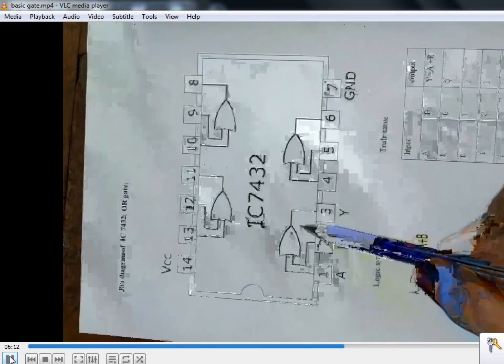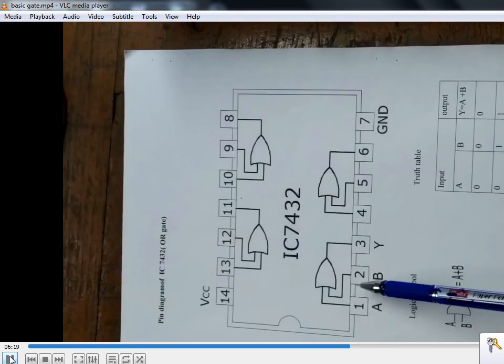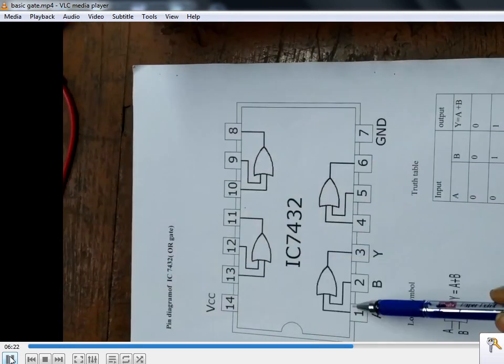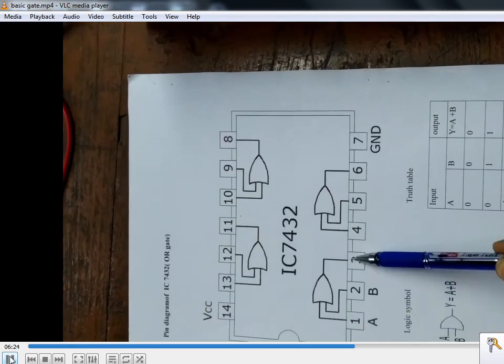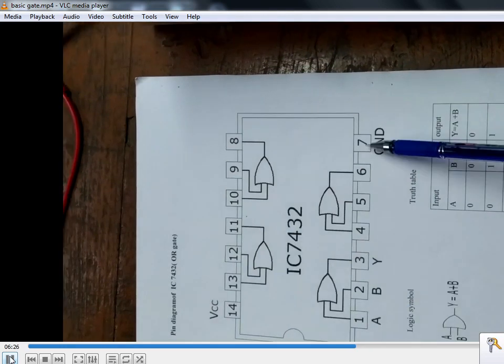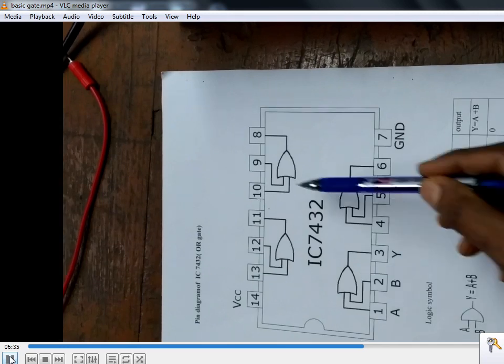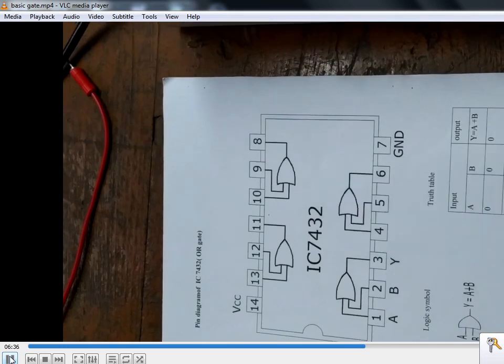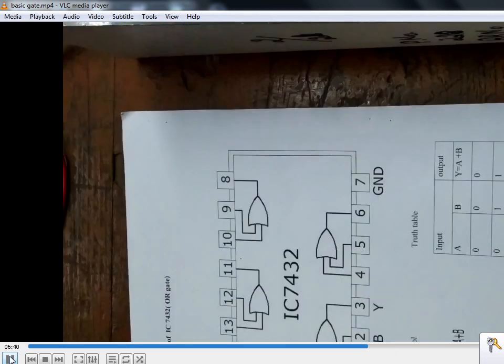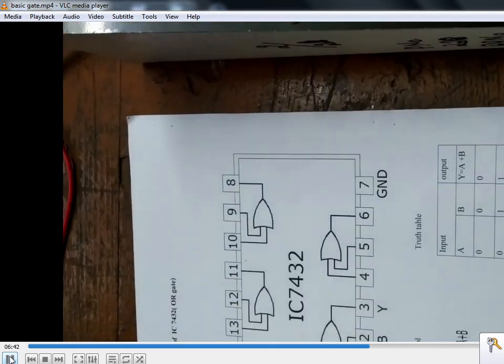Now we will verify the truth table of the OR gate IC 7432. This gate also has 14 pins. Pin number 1 and 2 are inputs and 3 is the output. Pin number 7 is connected to ground. Pin number 14 is connected to plus VCC. This IC also has 4 independent OR gates. This is the truth table of the OR gate. It gives output when any one of the inputs or both the inputs are present.